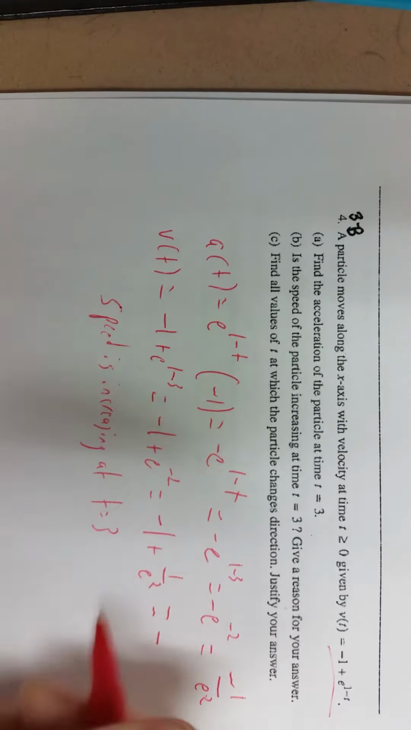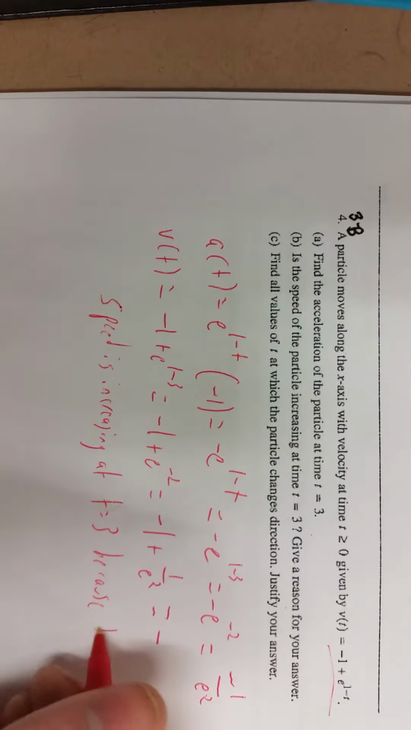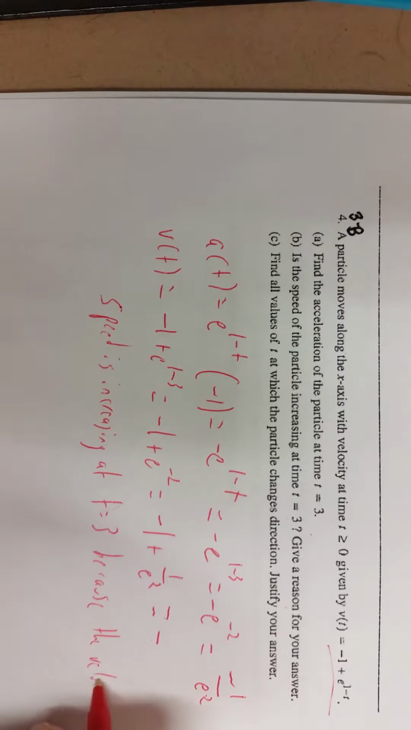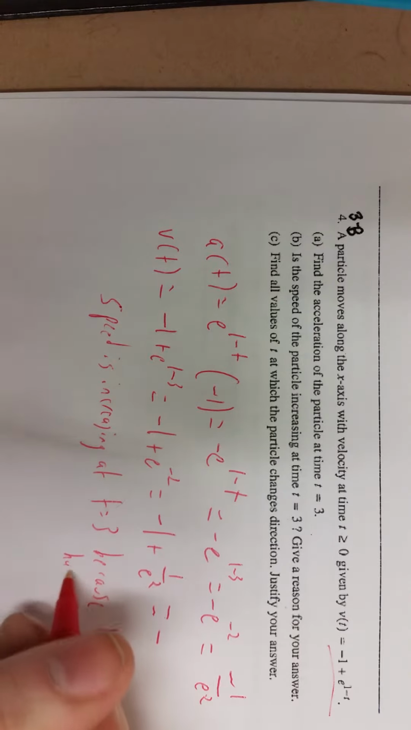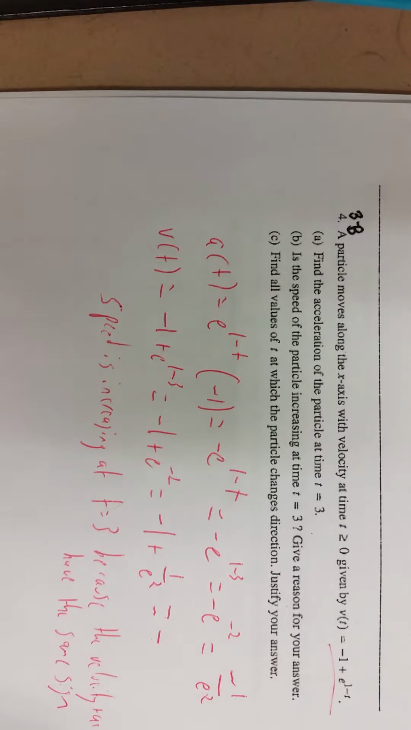And here's your reason: because the velocity and acceleration, that's this acceleration, have the same sign. So there you go, that's B.